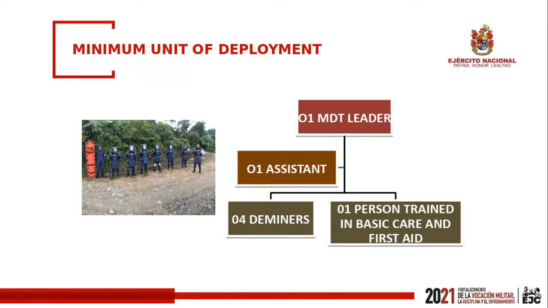Now, what are the responsibilities of the leader that is developing the manual demining technique? That person has a lot of tasks. He has to plan the logistical needs that are going to be required to fulfill the task. He has to prepare and update all the documentation of the task, and verify the state and condition of the technical equipment and the personal protection elements that are necessary for the development of the task.